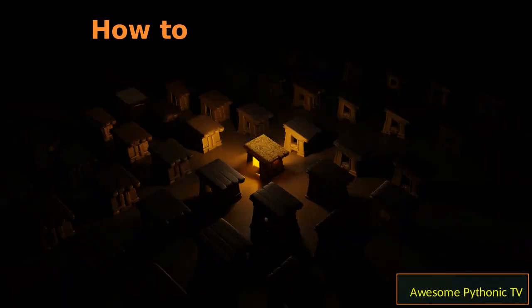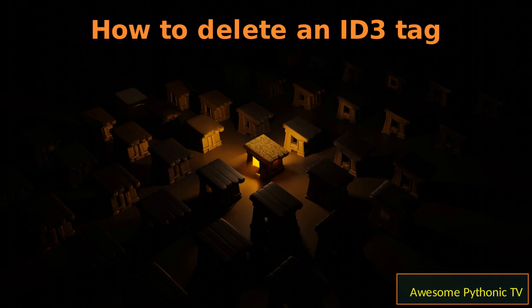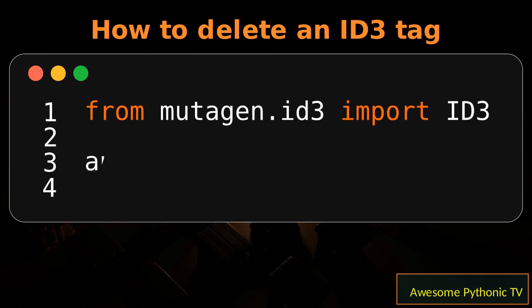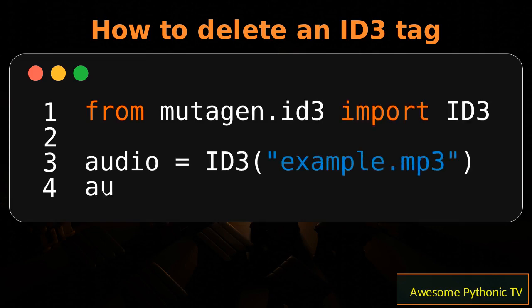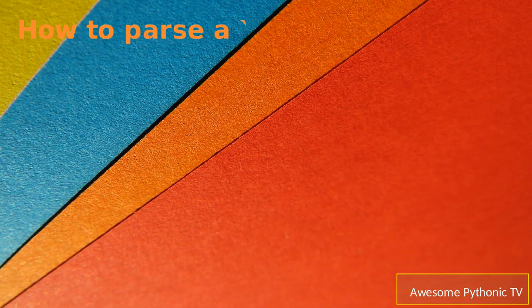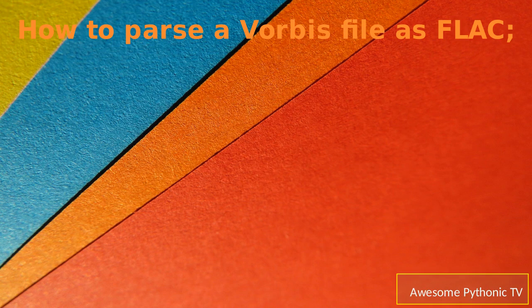How do I delete an ID3 tag from an MP3 file? The following deletes an ID3 tag from an MP3 file. How to parse a Vorbis file as FLAC? Here we parse a Vorbis file as FLAC, which leads to a Mutagen error being raised.